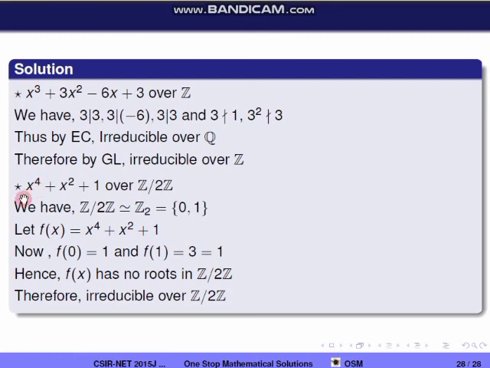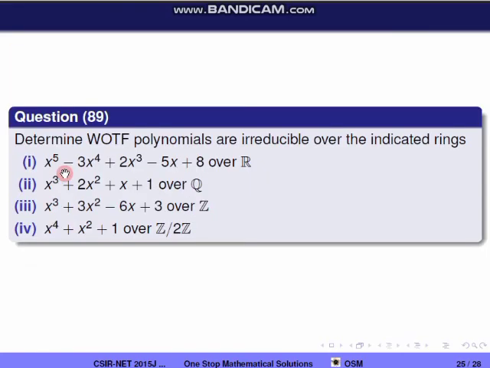Option 4, x power 4 plus x square plus 1 over Z by 2Z. We have Z by 2Z isomorphic to Z2, and Z2 contains 0 and 1. So we will check whether 0 and 1 form a root of this polynomial or not. So let me take f of x equal to x power 4 plus x square plus 1. So we are getting f of 0 is equal to 1 and f of 1 is equal to 1. Therefore 0 and 1 are not roots of this polynomial. Therefore this polynomial is irreducible over Z by 2Z. So this option is also correct. So now we'll check the correct options. So the correct options are 2, 3 and 4.